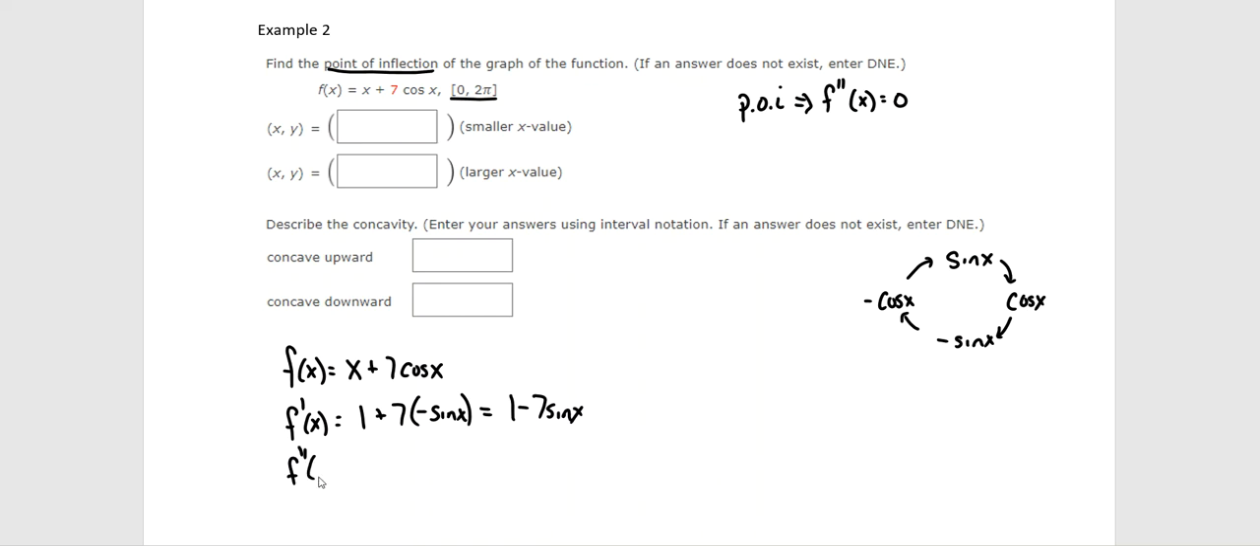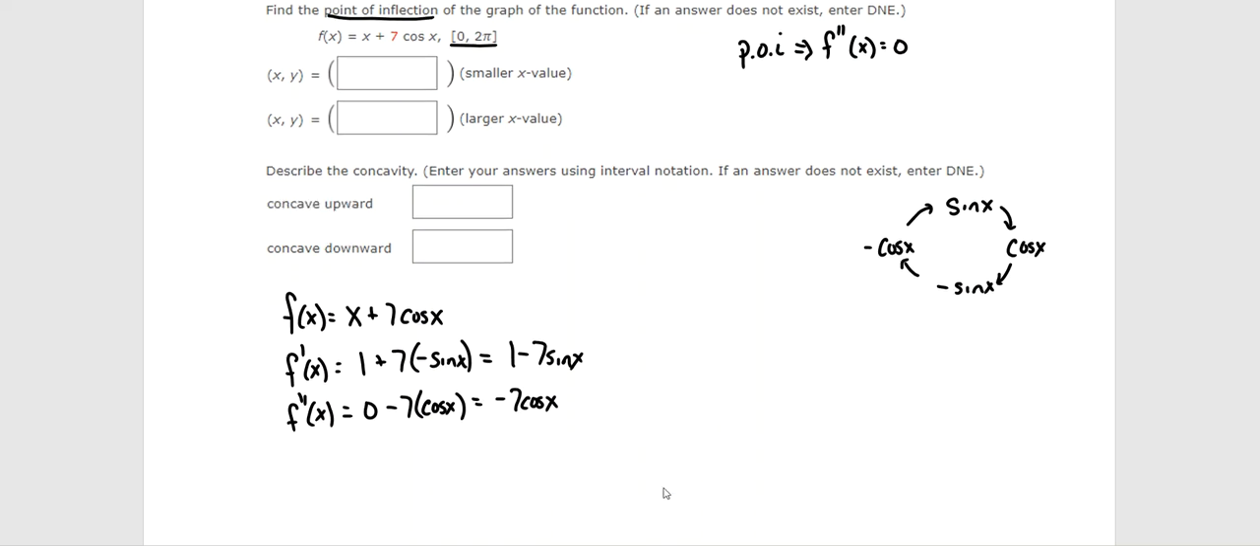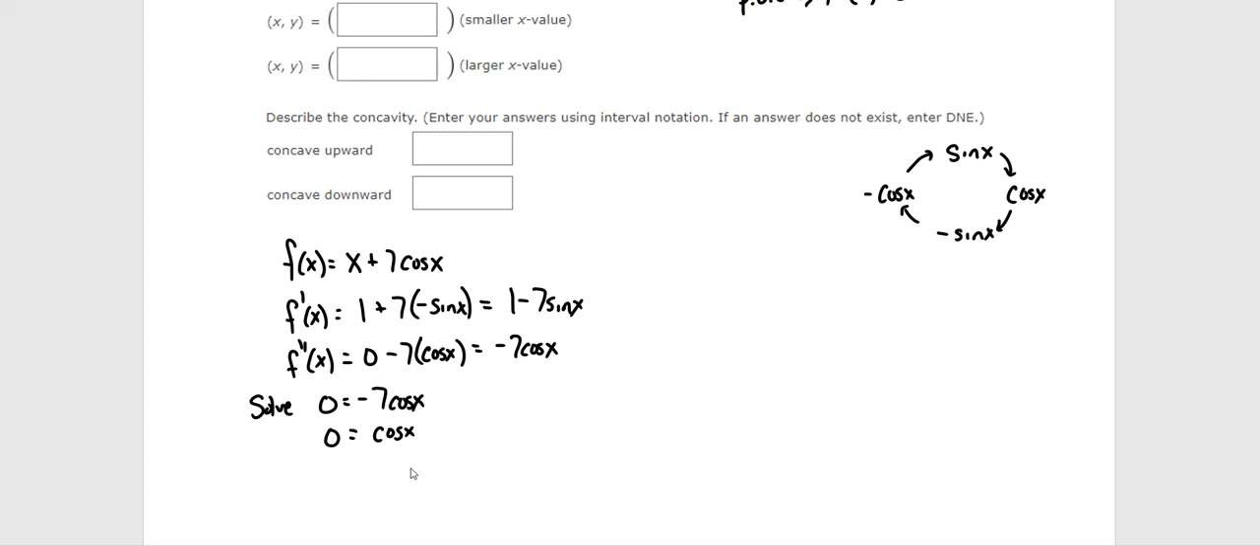Then I'm going to take the second derivative. The only way to find the second derivative is to take the derivative of the first derivative. So the derivative of 1 is 0, minus 7 times the derivative of sine, which is cosine. So this is minus 7 cosine of x. Now I want to find where my second derivative is equal to 0. So I want to solve 0 equals minus 7 cosine of x. Let's divide both sides by negative 7. Oh, isn't that cool? 0 divided by whatever is 0.